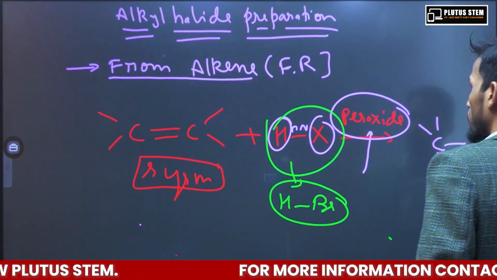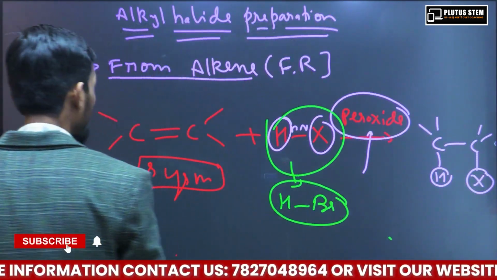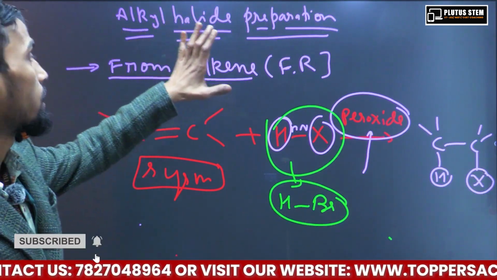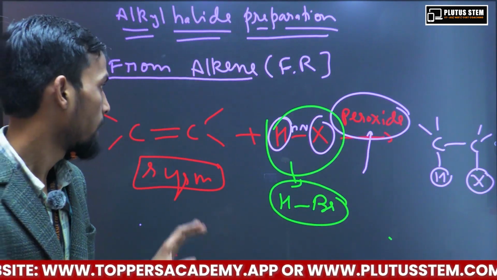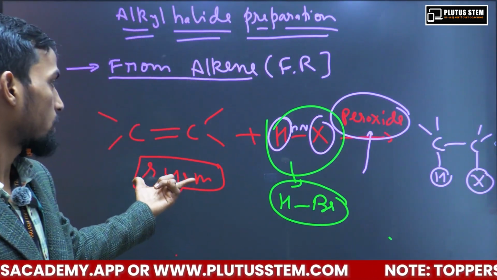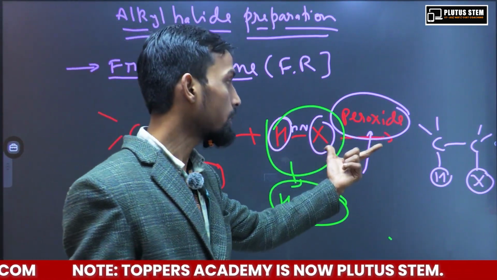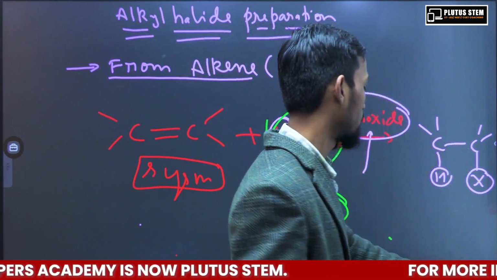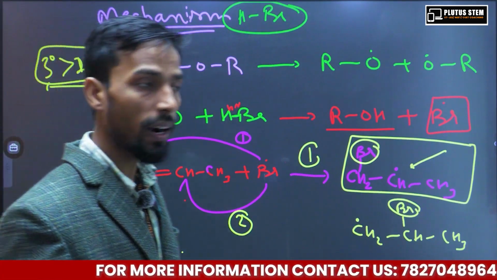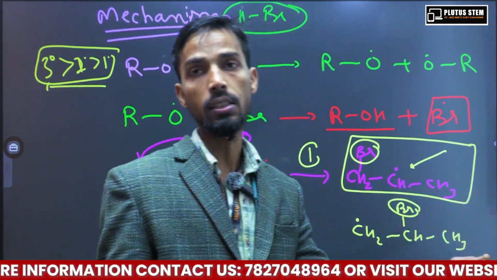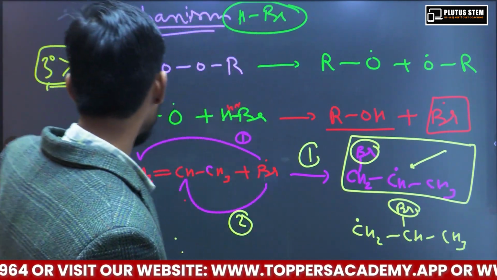So now a quick summary of today's lecture. In today's class, we have discussed how we can prepare the alkyl halide from alkene through a free radical mechanism. In that we have seen that when a symmetric alkene reacts with HX in the presence of peroxide, two possibilities are there. One is addition to the less number of hydrogens, and another is addition to the more number of hydrogens. So this is the whole mechanism.